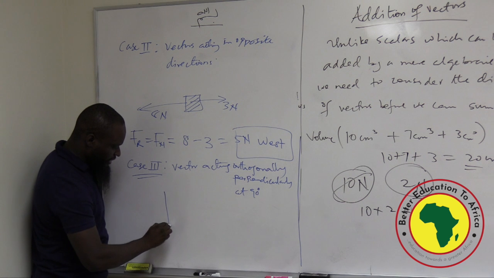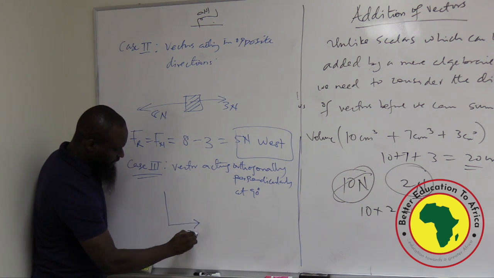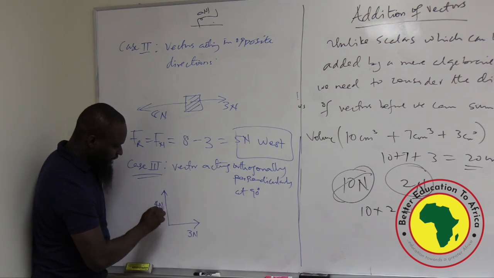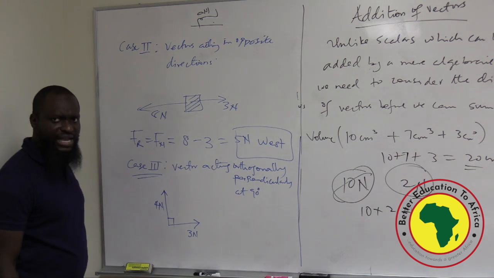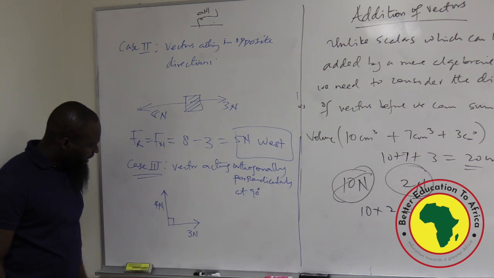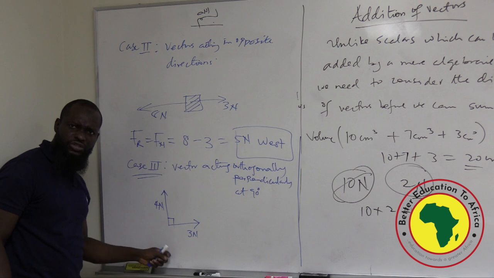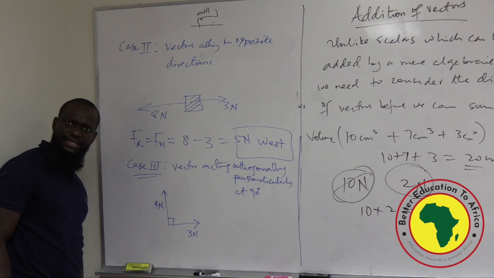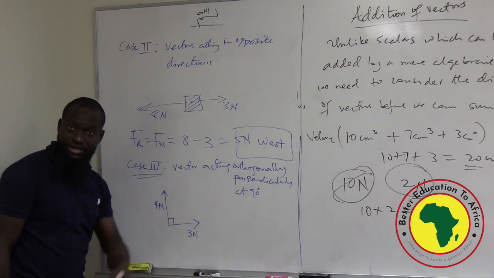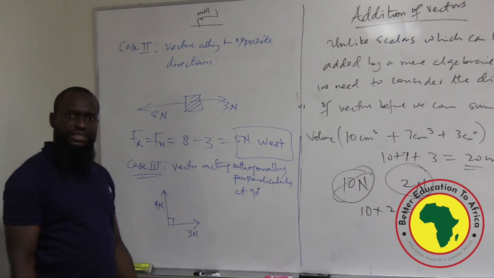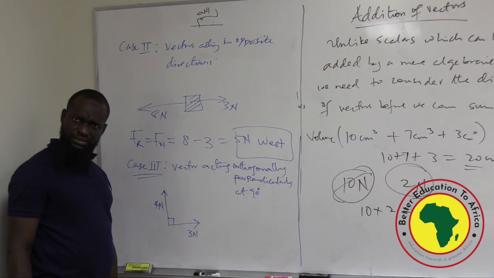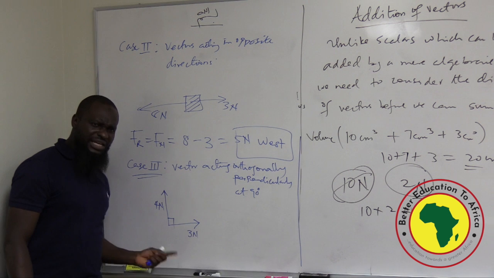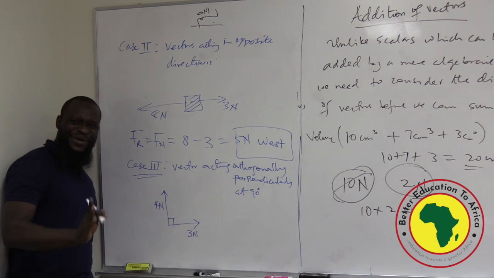So I have a vector here, say 3 newtons, and another vector here, say 4 newtons, and the angle between them is 90 degrees. So when I ask what is the net force or net vector here? They are not in the same direction, so I can't add. They are not in opposite directions, so I can't subtract. Now they are acting in a different way.